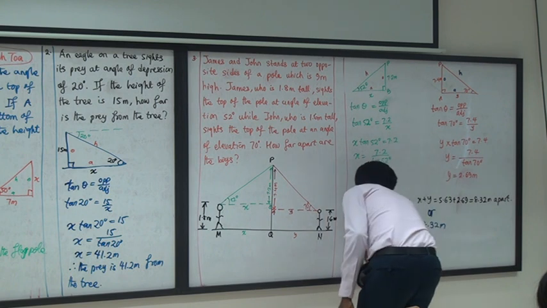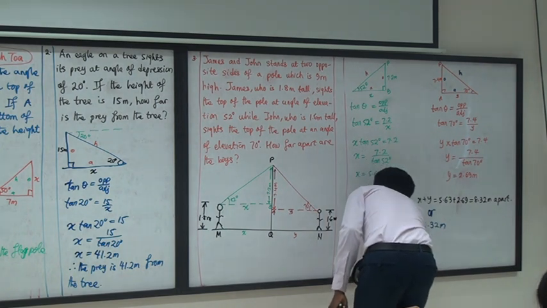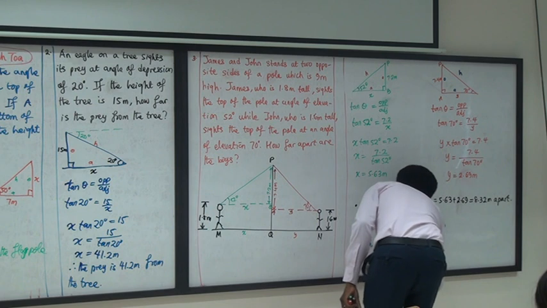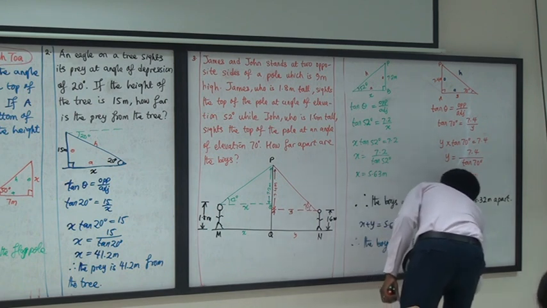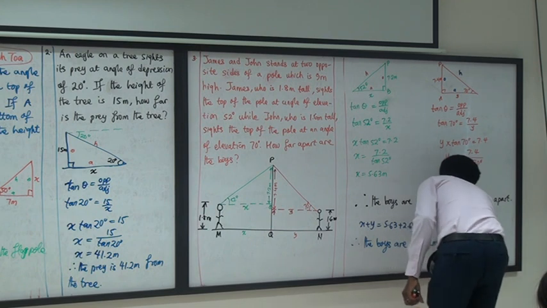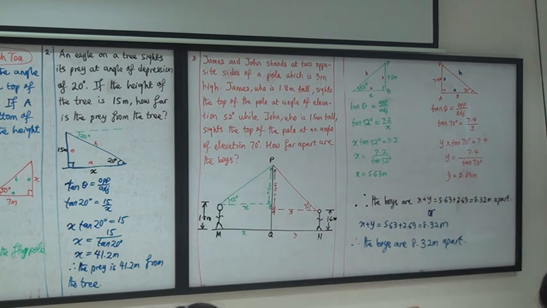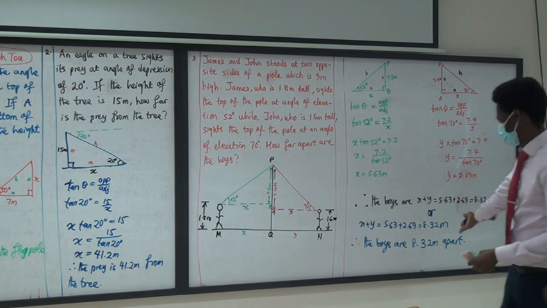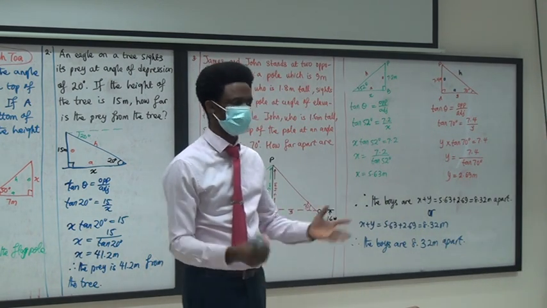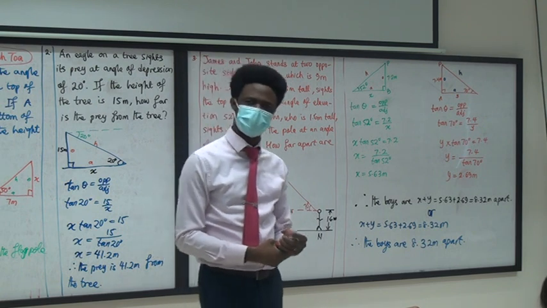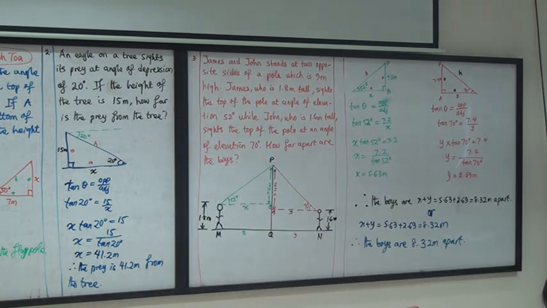Then you say, therefore, the boys are 8.32 meters apart. So your choice. You want to write it together in the statement, or you want to do the calculation first before you write the statement without calculation, your choice. Does this make sense, ladies and gentlemen? Yes, sir. So this is where we stop.